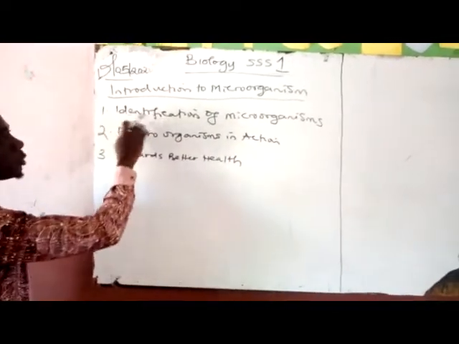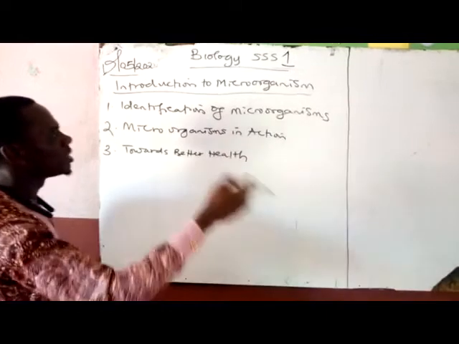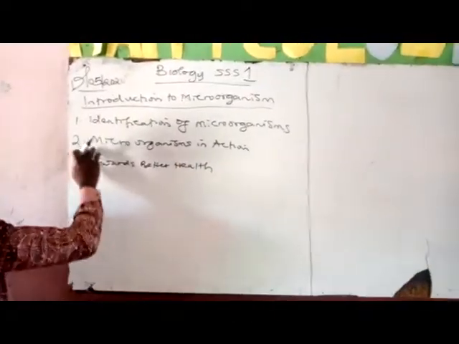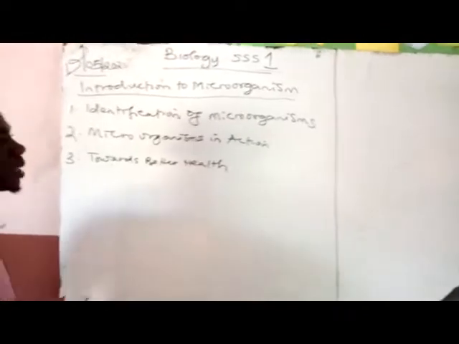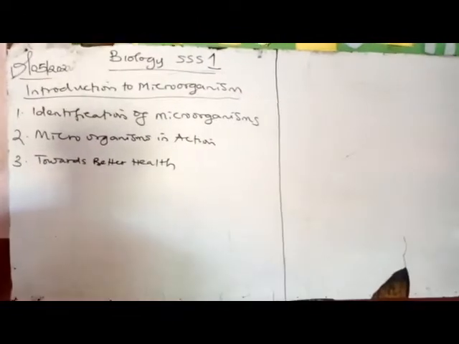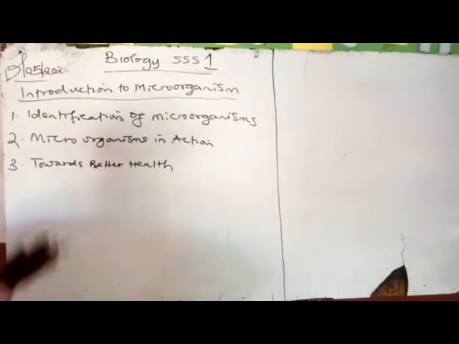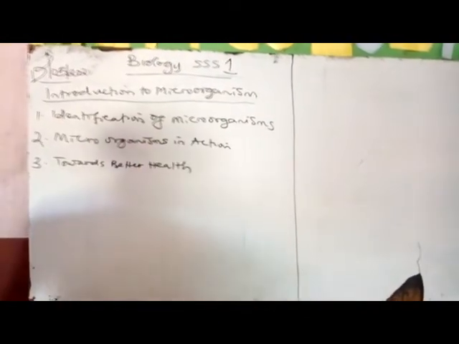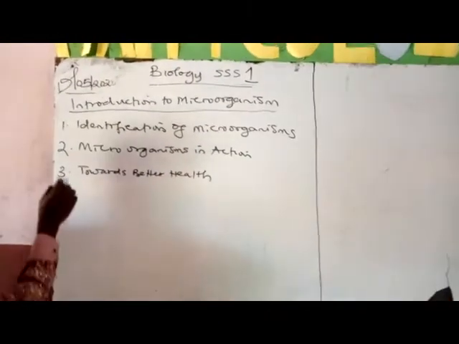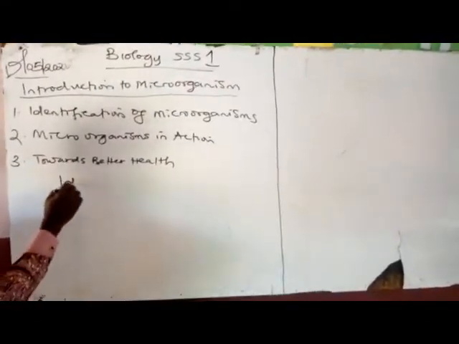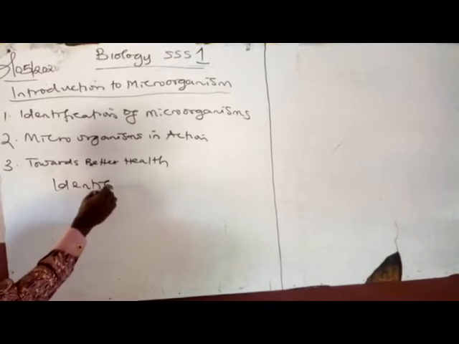Here we'll be able to know the types of microorganisms and their characteristics, how to identify them, and the rest of it. Under microorganisms in action, we're talking about activities of microorganisms. What do they do? What are the effects in the environment and on our system? And then towards better health, we're talking about how we control microorganisms so as to live a better life. Now, today we'll be identifying microorganisms. We'll be going into identification of microorganisms.